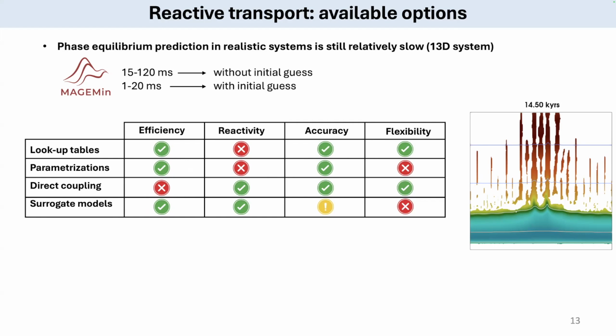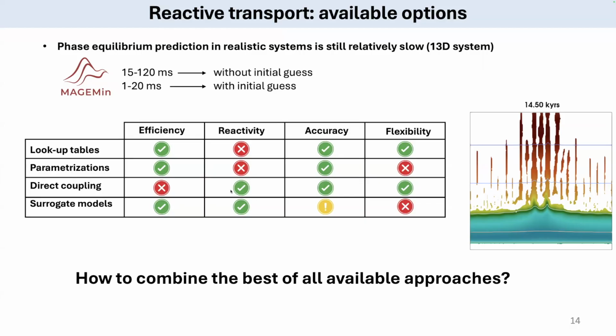The last option, which I think is becoming quite important, is the surrogate models. For this, we have great efficiency, great reactivity, but we have some limitations on the accuracy and on the flexibility. If you want to update your surrogate model because you change some parameters in your thermodynamic database, you have to retrain the whole model, and that can be quite heavy. So the question is, how can we combine all those available approaches to make it more efficient?